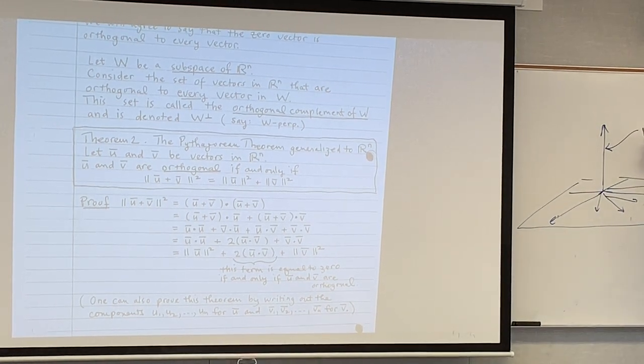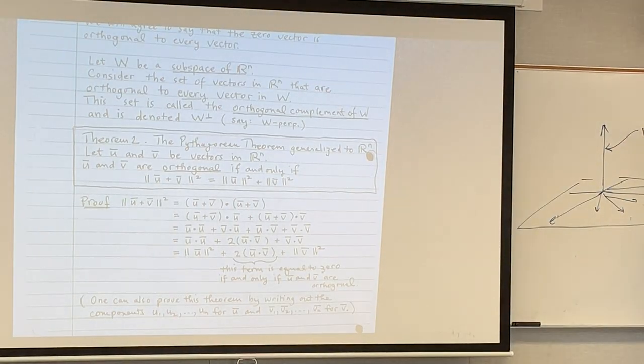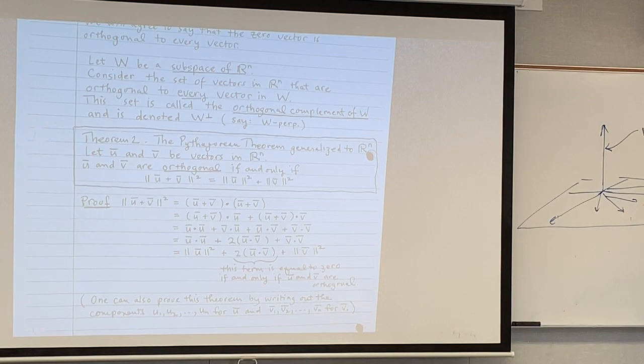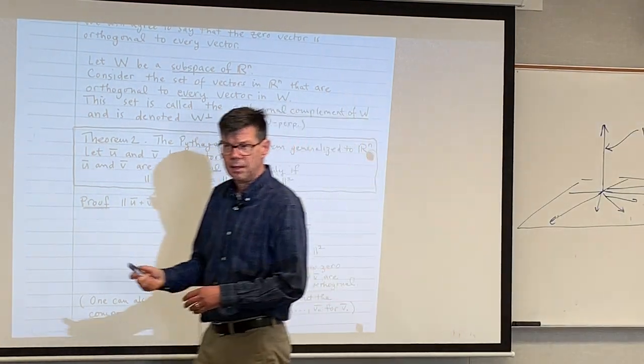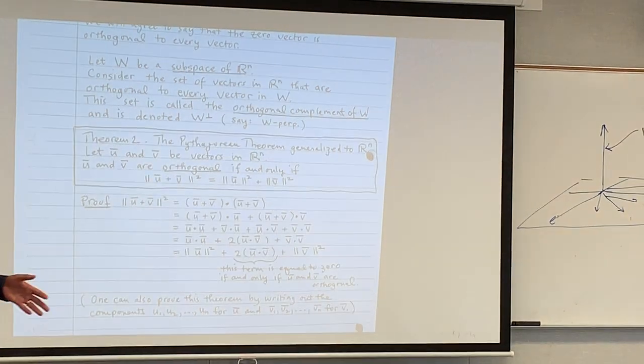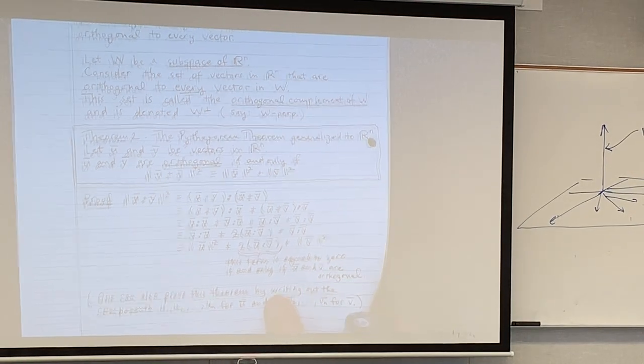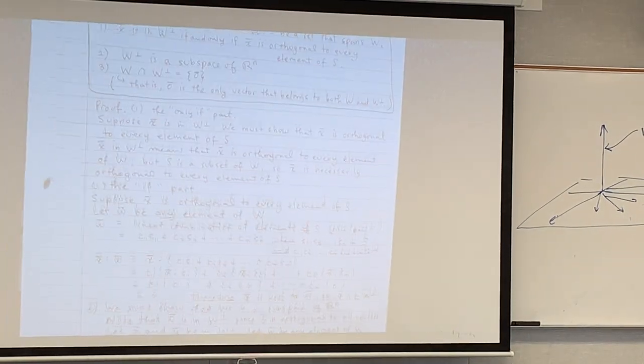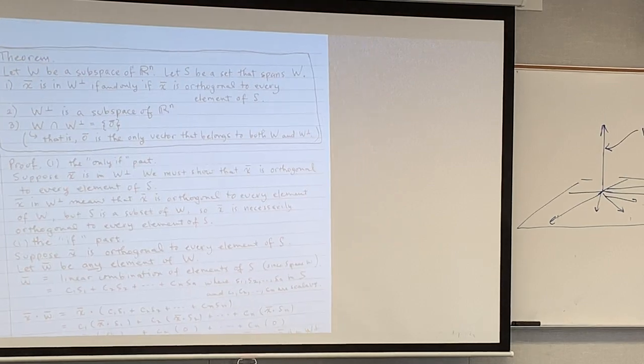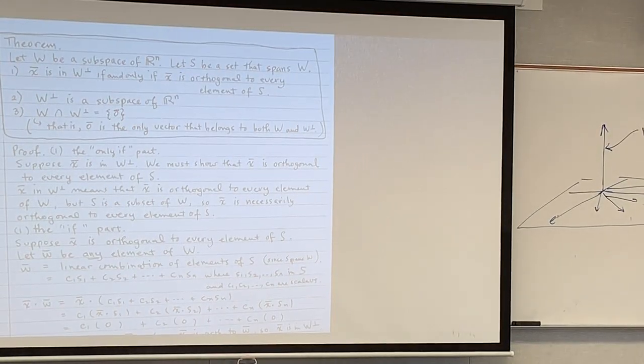And this is the notation we use, but everybody reads that as W perp. Okay? And this is something that's going to be a big part of everything we do in chapter 6 from now on, this idea of W perp. Okay? So let's just turn the page to the theorem, which goes along with what we just said there.